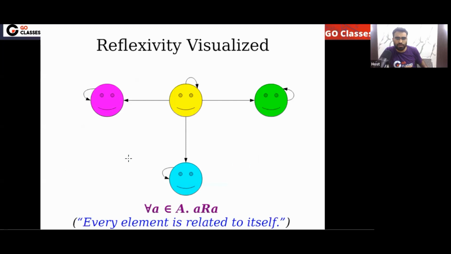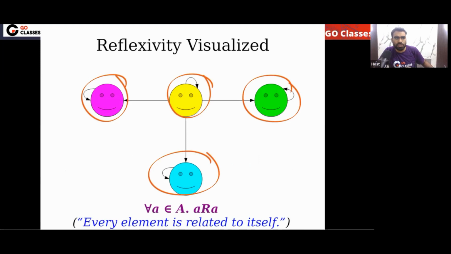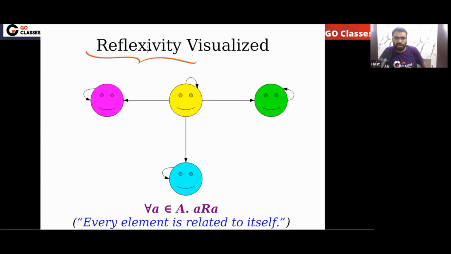This is the definition of reflexive relation, and this is how the graph will look like. The graph of reflexive relation, what will happen in the graph? You can see every element will have a self loop because every element is related to itself. So in the graph of reflexive relation, every element is going to have a self loop, because reflexive means every element is related to itself. So you can see this pink element is related to itself, yellow element is related to itself, green element is related to itself, and this element also is related to itself.